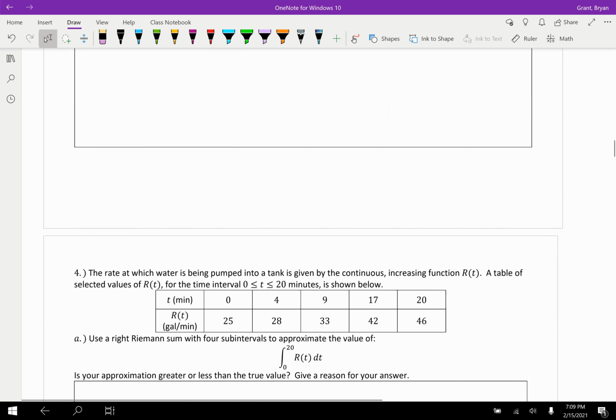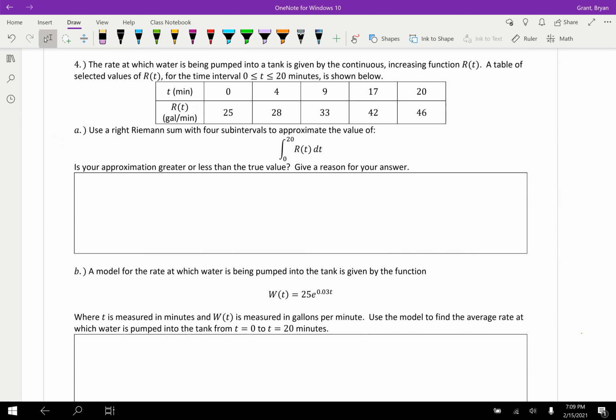All right, let's scoot on to problem 4 here. Problem 4, I'm going to touch on every problem, at least A and B, but we're going to do part C together. So what's happening here, though? We're given the rate at which water is being pumped into a tank is given by the continuous increasing function r of t. And they give us r of t from 0 to 20.